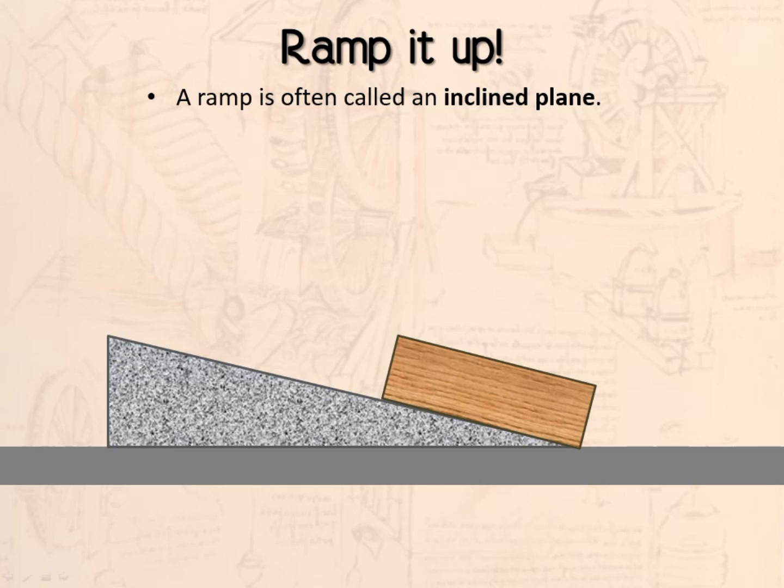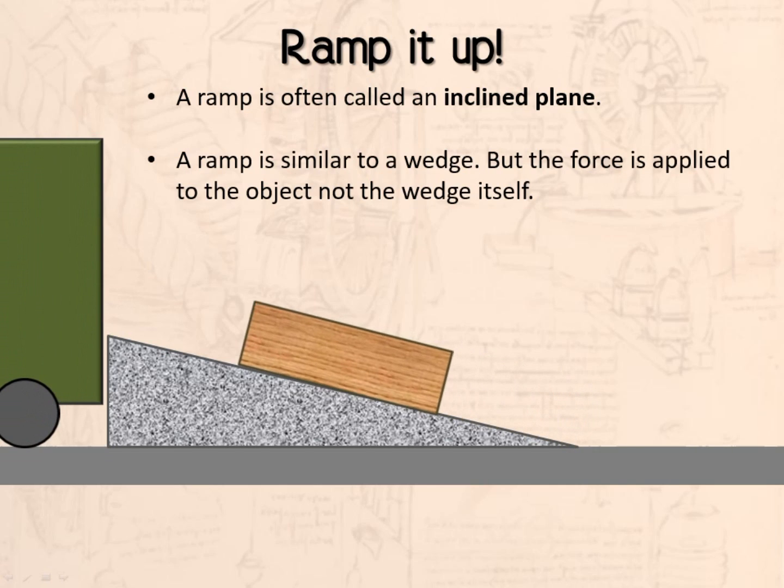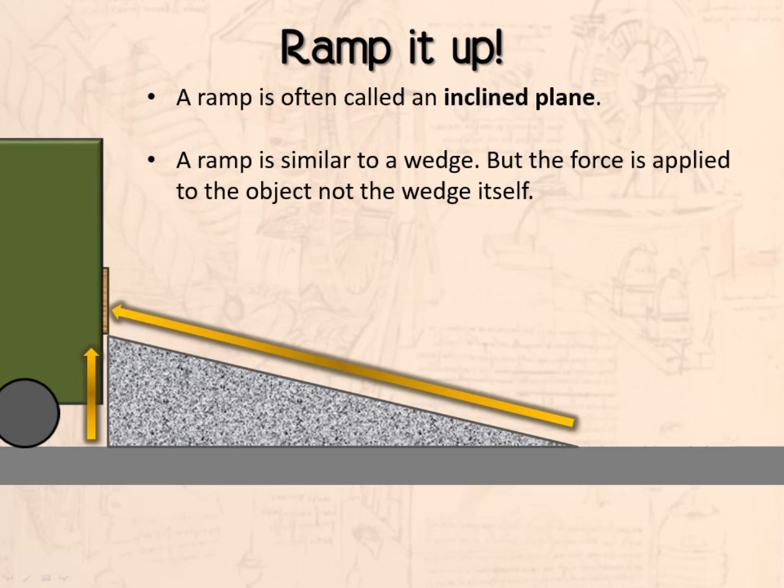So the next machine we're going to talk about, again, doesn't really look like a machine. It's a ramp, often called an inclined plane. So a ramp is similar to a wedge, but essentially the force is applied to the object and not the wedge itself. So there, the input distance is how far you have to push the object up the ramp, and the output distance is how much you lift the object against gravity.